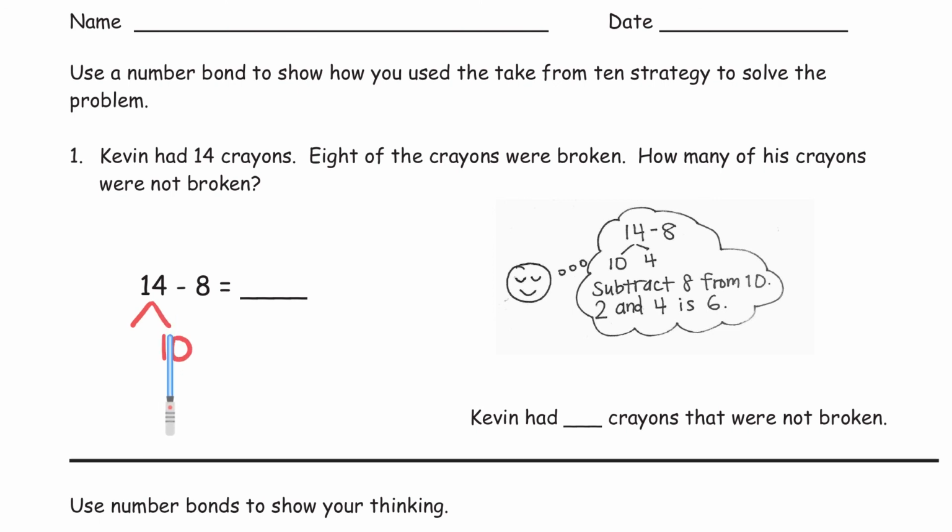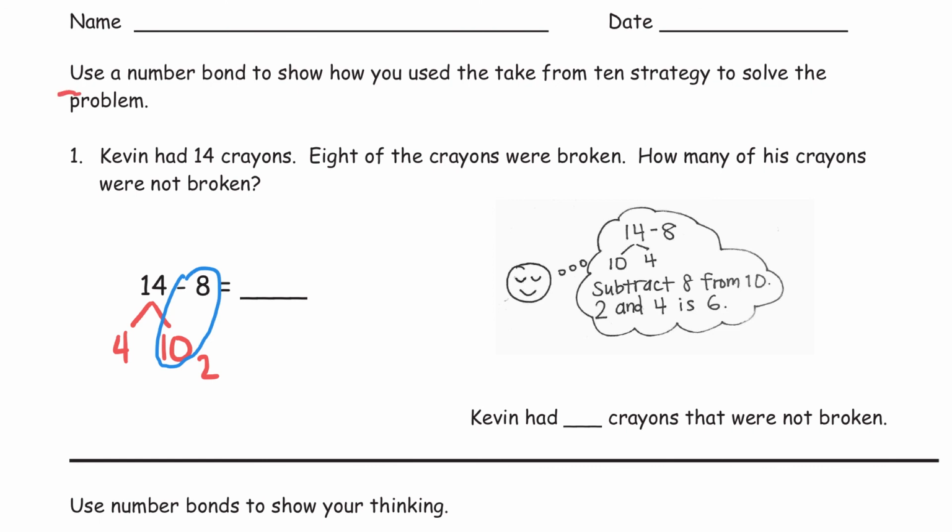Once we take our 10 out, we know the other part of our number bond is going to be a, yep, that's right, 4. Okay, now we're going to subtract our 8 from 10, which we all know is, yep, 2. And 4 plus 2 equals, because we're adding up the 4 and 2, that's what we have left. 4 plus 2, yeah, 6.